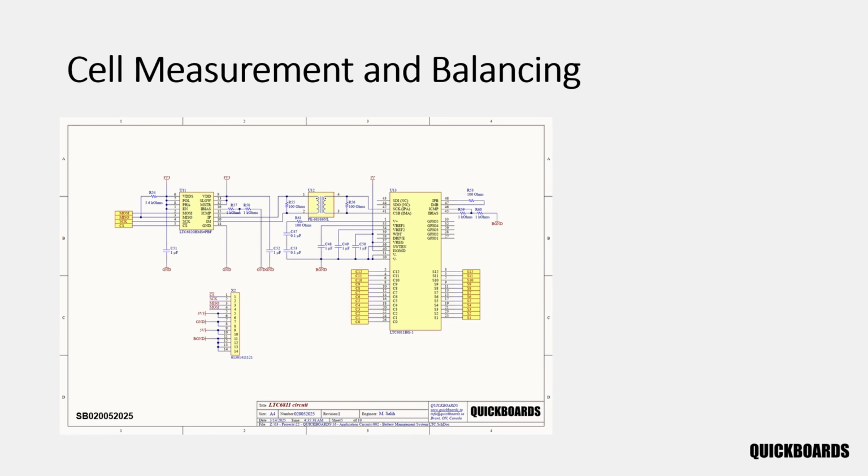For cell measurement and balancing, we'll use schematic block number 020052025, a power management block designed for cell voltage measurement and passive balancing control. On the right side of the schematic is the LTC6811 integrated circuit, responsible for measuring individual cell voltages and performing cell balancing. On the left is the LTC6820, which converts the standard SPI interface into isolated SPI communication.